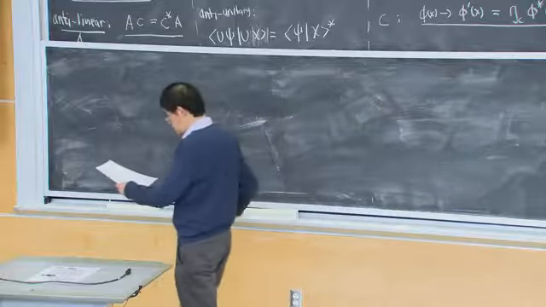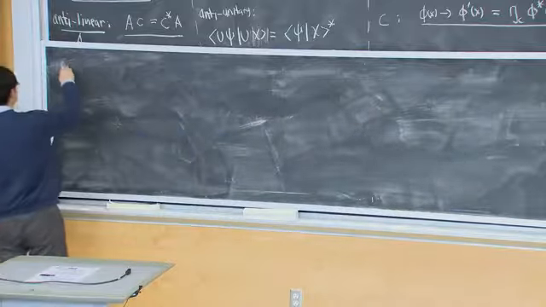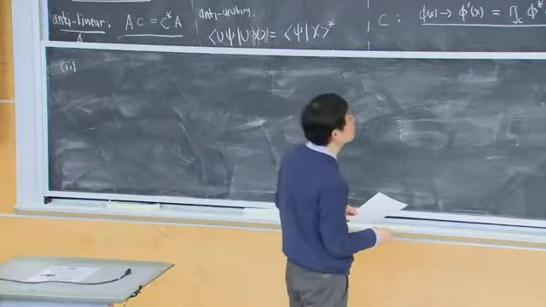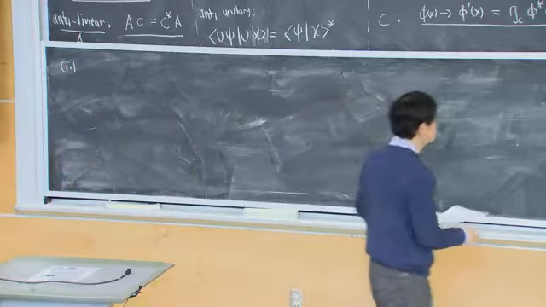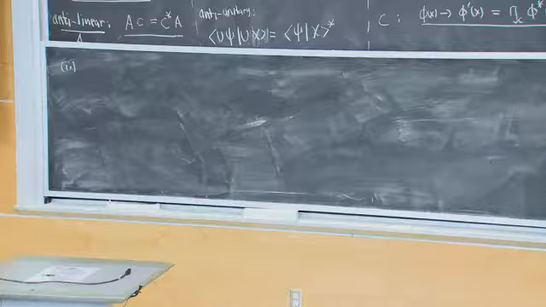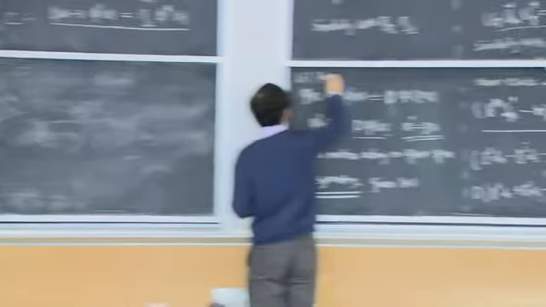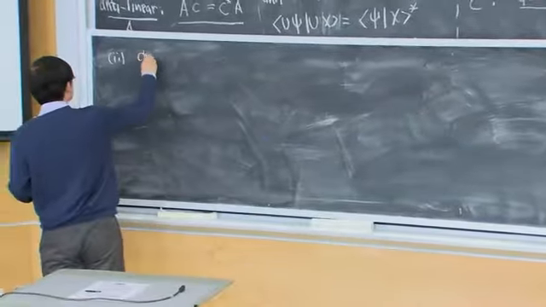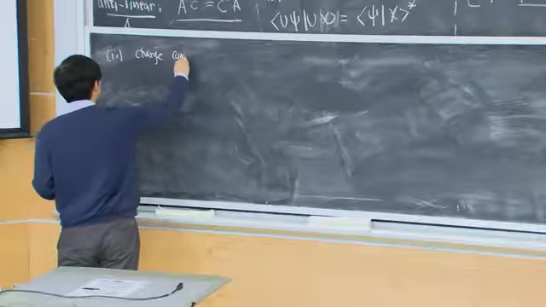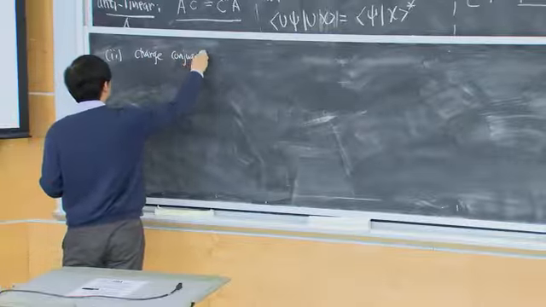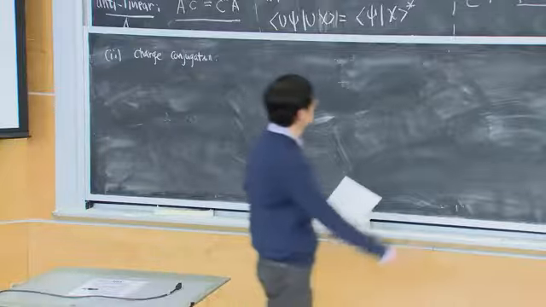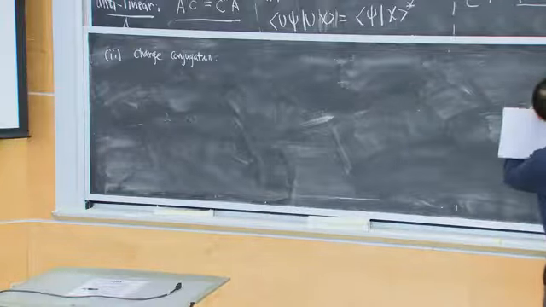So for the charge conjugation, now let's do the charge conjugation. Here I should put a thing here with parity. So we are doing parity here. So now let's do the charge conjugation. For the scalar case, the charge conjugation just takes the phi star.